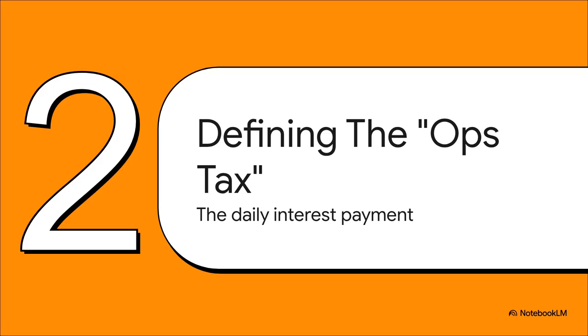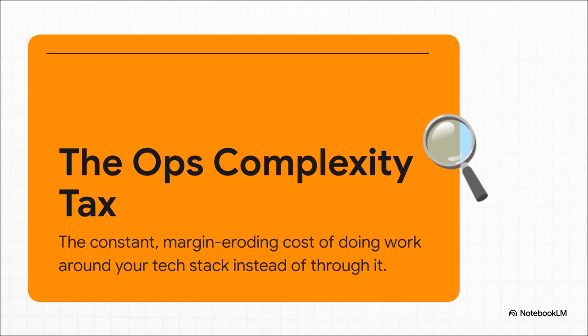So if that mess of systems is the debt, what's the interest payment? Well, that's what we're calling the ops complexity tax. It's the price you pay every day for having that debt. And here's the simplest way to think about it. The ops tax is the cost of all the work your team has to do around your technology instead of through it. It's every workaround, every manual data entry, every time someone has to swivel their chair from one screen to another just to get a simple answer. It eats away at your margins, constantly.